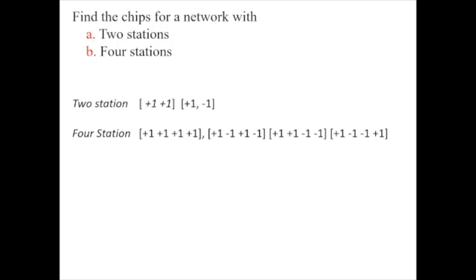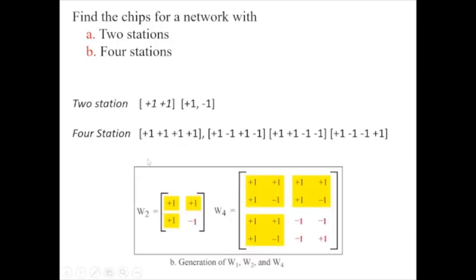Let us take a simple example: find the chip sequences for 2 stations, which I just discussed, and for 4 stations. It is created with the help of these Walsh tables. First I started with +1, +1, +1, -1, which is obtained with W1 equal to +1. In case W1 is given as -1, the chip sequences will change. If you start with W1 equal to -1, then W2 will become different, and W4 will also change accordingly. This is how you create the chip sequences with the help of the Walsh table.